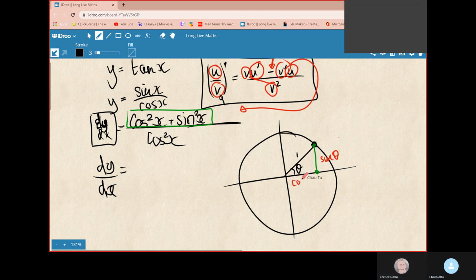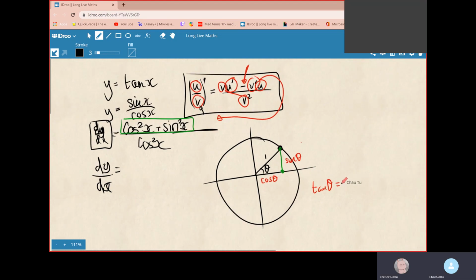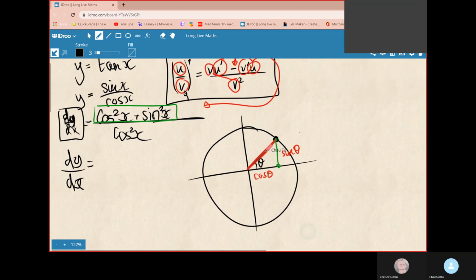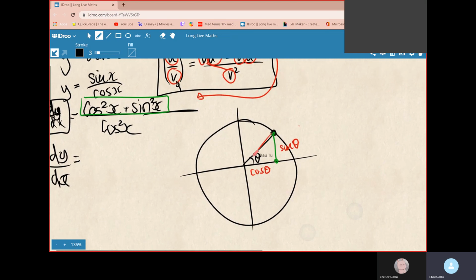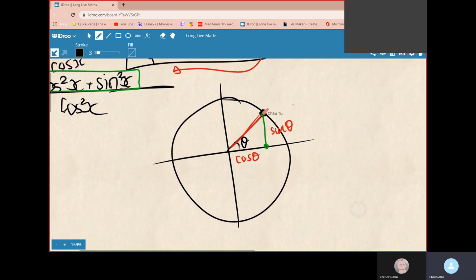Tan theta equals what, Chelsea? Sine theta over cos theta. Yeah, that's because of this, right? Can you see that? Okay. Use Pythagoras. If I didn't know this was a length of 1, how would you go about working out the red length, Chelsea? What's the red length?